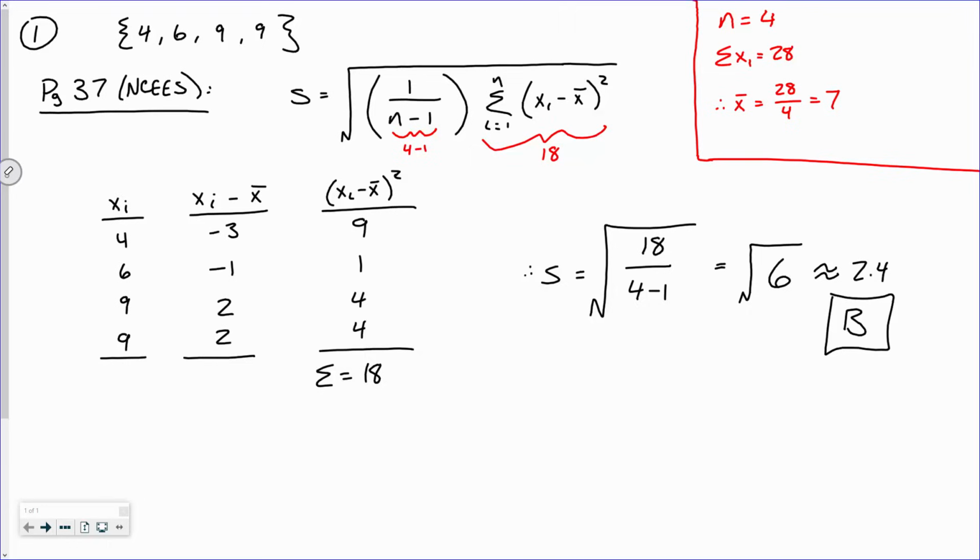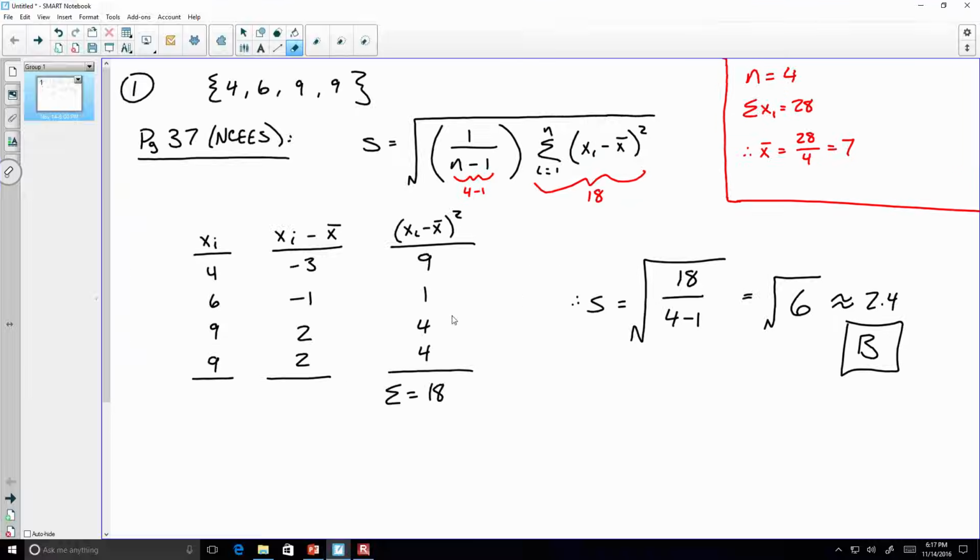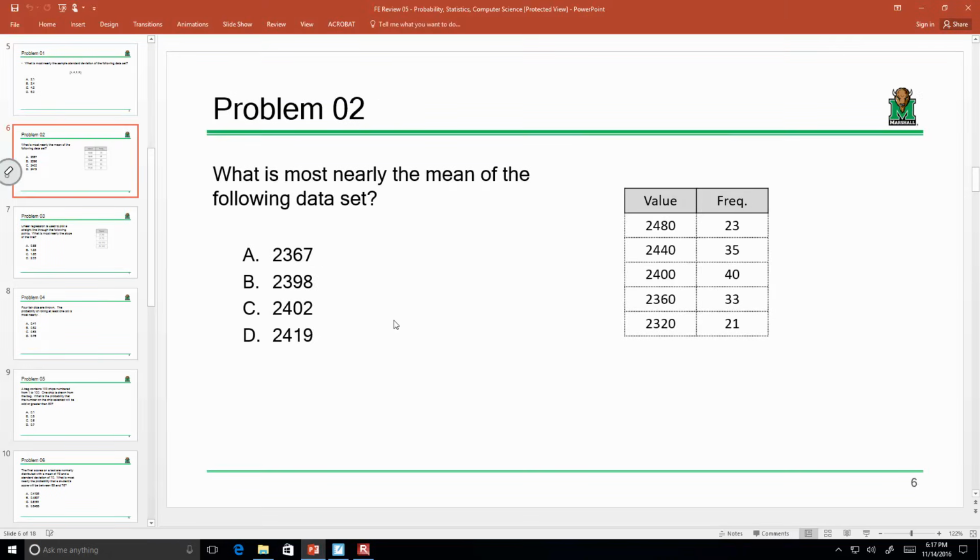You're going to love it when you see the linear regression, because if you went through and did the math, it's not hard, but it saves you a lot of time. Any questions? We're going to use the calculator functions on the next one as well. Okay, so let me go to this one. Problem 2 asks what is most nearly the mean of the following data set. This is a little different because we've got, let's say, the value 2,480 observed 23 times. The value 2,440 was observed 35 times, and what have you.